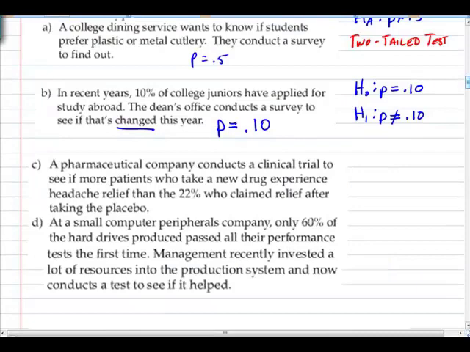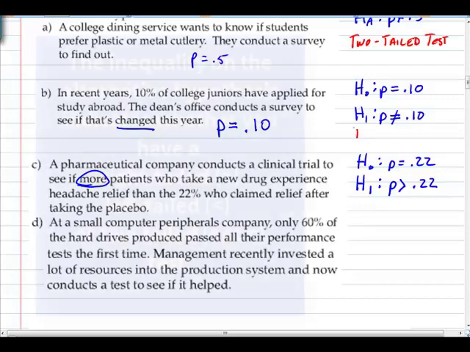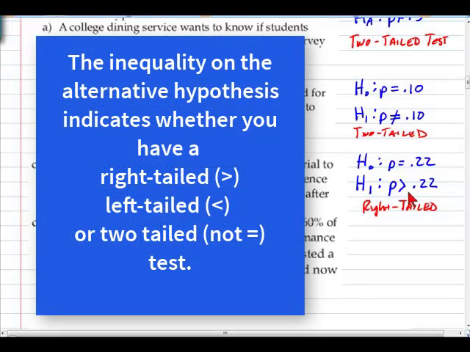All right, in Part C, it says a pharmaceutical company conducts a clinical trial to see if more patients who take a new drug experience headache relief than the 22% who claim relief after taking a placebo. Does everybody know what a placebo is? It's kind of like a sugar pill. It's where you think you're getting a treatment, but you're really not. When they received a placebo, 22% of the people in the study felt relief. If a treatment is really effective, what do we expect this number to do? Go up. We expect to see a greater proportion. There's key words in the problem that indicate that this should be bigger, should be more. This is a what kind of test? Right-tailed. And you can tell because the inequality is pointing to the right.